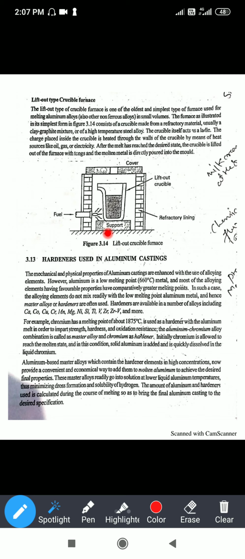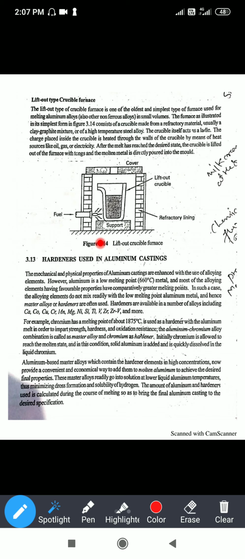At the top you can see the cover. This is the simple construction. Now let us see the working. The cover is opened first, and the crucible is placed within the furnace on the bottom support. In the crucible, first some aluminium parts are put, solid scrap, called the furnace charge. Then, with the help of the nozzle, the fuel gas is introduced into the chamber, and at the tip of the nozzle it is ignited with a matchbox or a lighter.